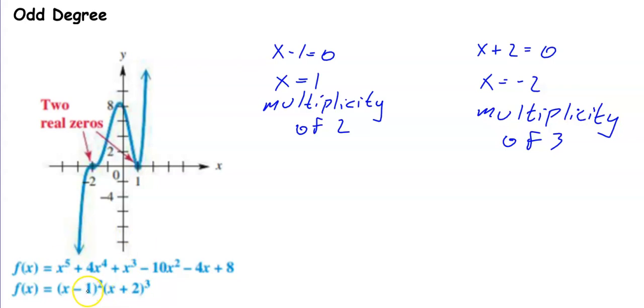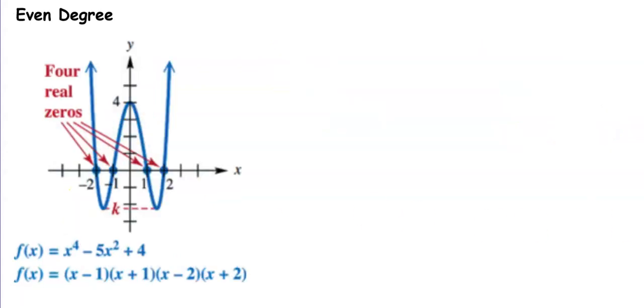The 0 of 1, I can tell that has a multiplicity of 2 because it comes up, it kisses the 1, and then it just rebounds right at that 1. And then this one just happens to give me 3 of the zeros.